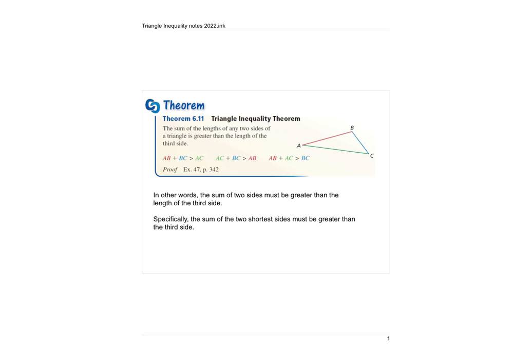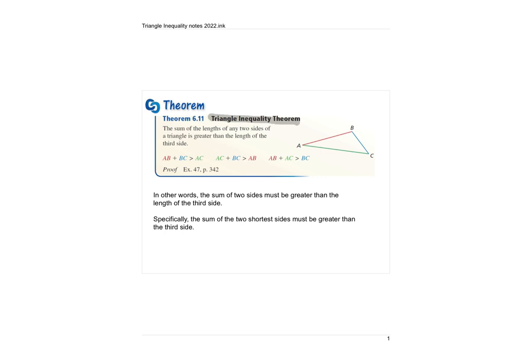Did you know that not just any three segment lengths can actually make a triangle? There are certain rules that go along with them, so you know if you can actually make a triangle out of three side lengths or if you cannot. The way that we figure that out is using what's called the triangle inequality theorem.